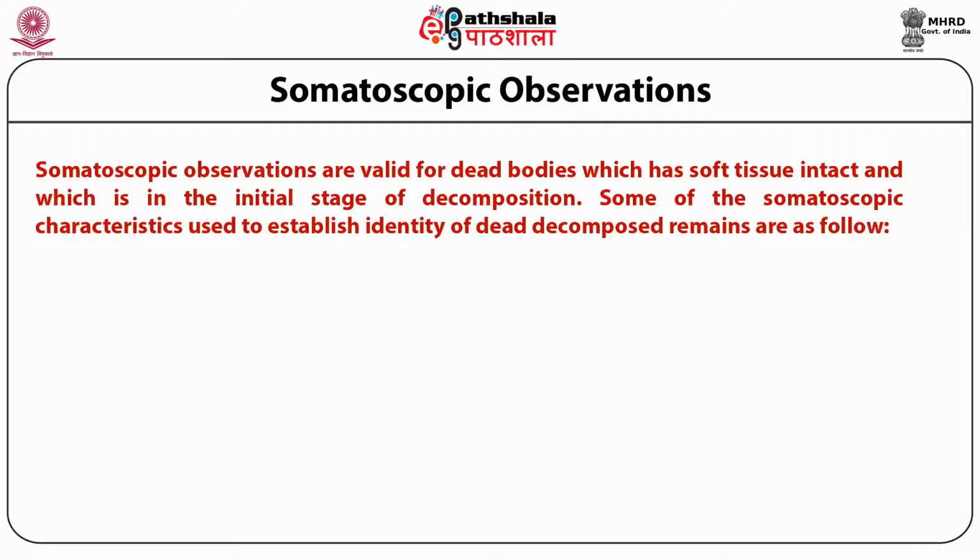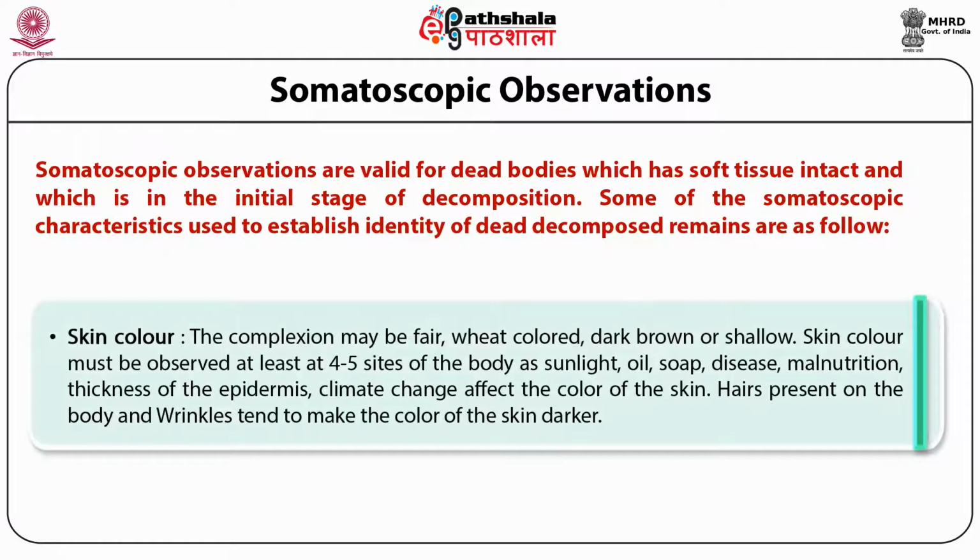stage of decomposition. Some of the somatoscopic characteristics used to establish identity of dead and decomposed remains are skin color, eye color, teeth, and hair. The complexion may be fair, wheat colored, dark brown, or shallow. Skin color must be observed at least at 4 to 5 sites of the body, as sunlight, oil, soap, disease, malnutrition, thickness of the epidermis, and climate change affect the color of the skin.